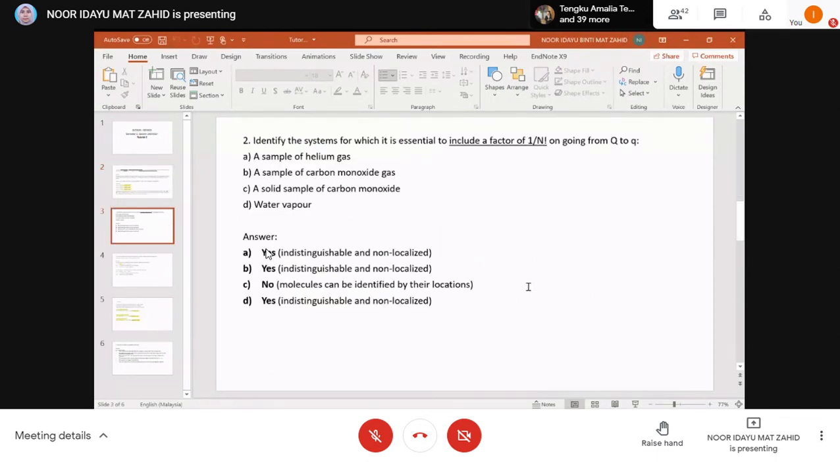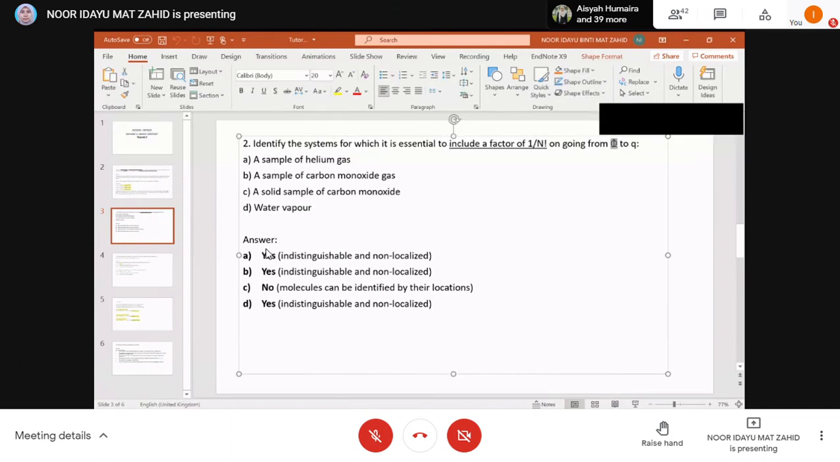So question number 2: identify the systems for which it is essential to include a factor of 1 over n factorial when going from the canonical partition function to the molecular partition function. The canonical partition function is denoted by the capital Q, and the molecular partition function by the small q. So when should we include a factor of 1 over n factorial when relating these two partition functions?